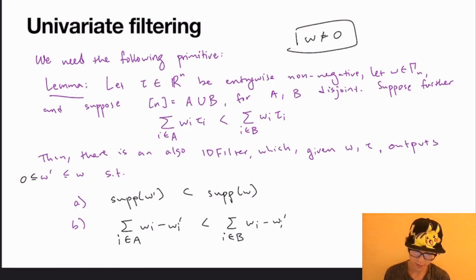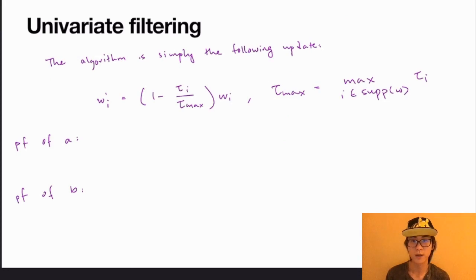So let's prove this. It turns out that the update that achieves this is actually very straightforward. It simply does the following. It forms tau max to be the max of tau i for i being in the support of w. And then it simply lets w prime i be 1 minus tau i over tau max times wi for all i. As a brief side note, this is a very simple update algorithmically. In particular, it can be done in linear time. Let's actually prove that it satisfies the conclusions of the lemma.